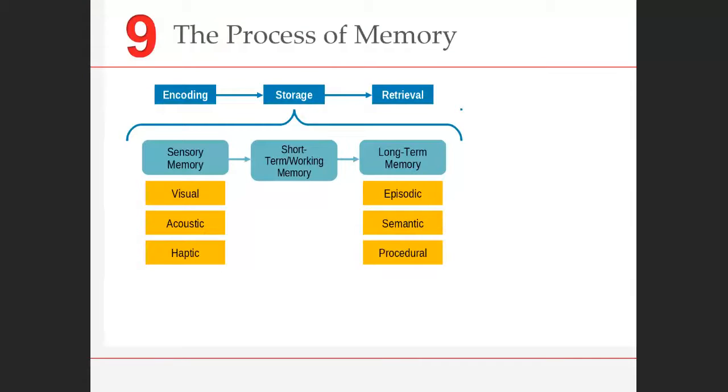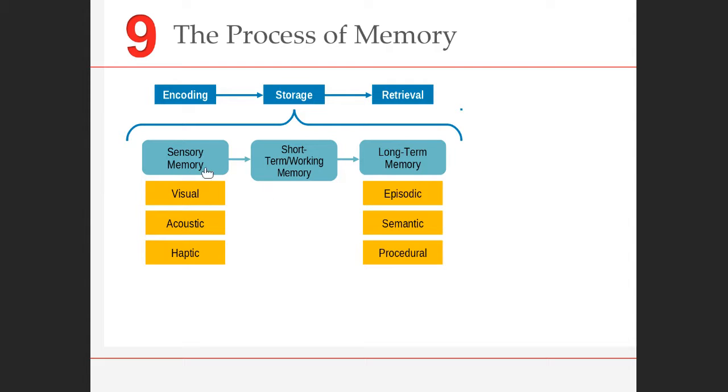Okay, so this is the process of our human memory. First, we have to encode information, which is to get it in there, to get it into our memory. And then we have 3 memory system stores. We have sensory memory, and then we have short-term or working memory, and then we have long-term memory. And there are different types of memory. There is sensory memory, different types of long-term memory.